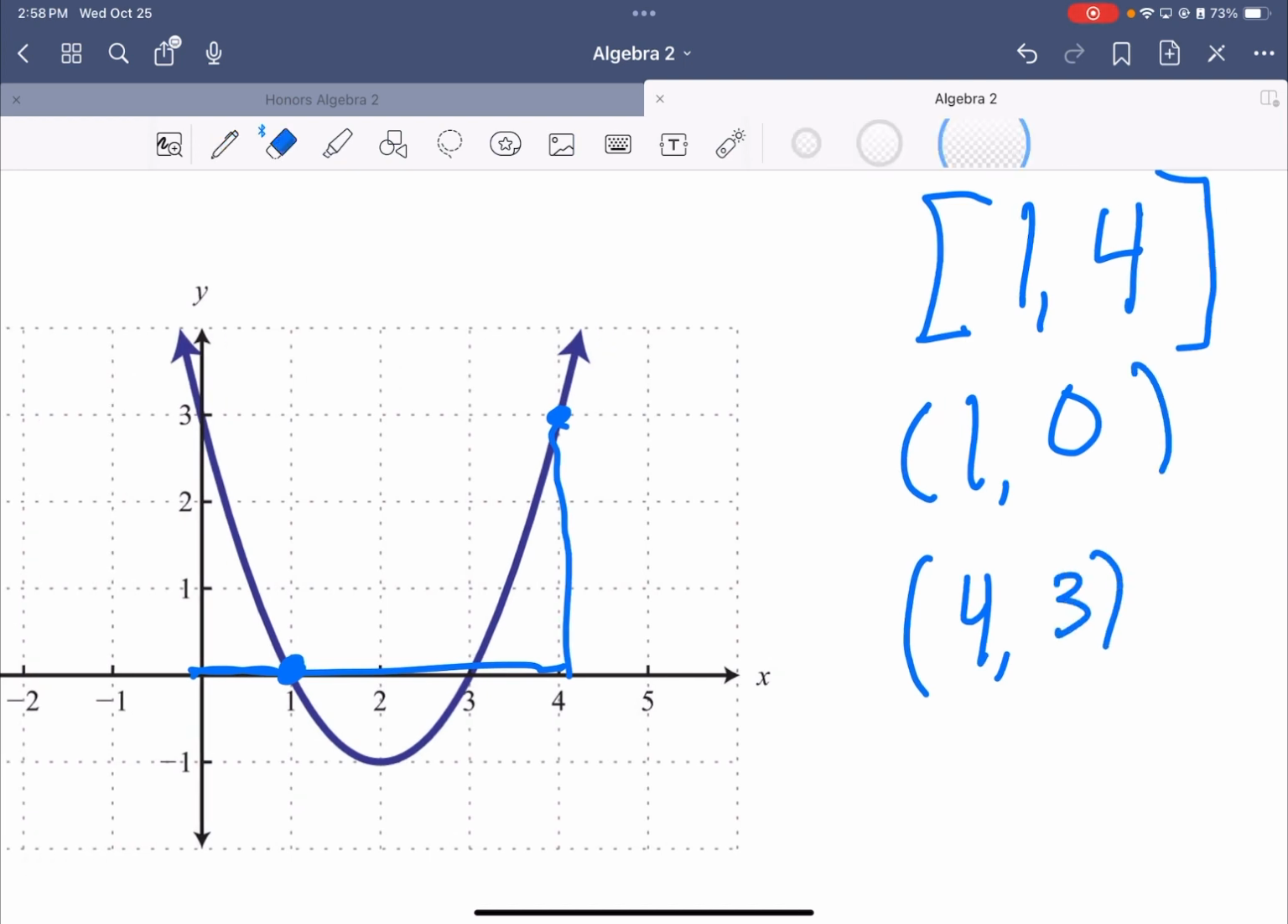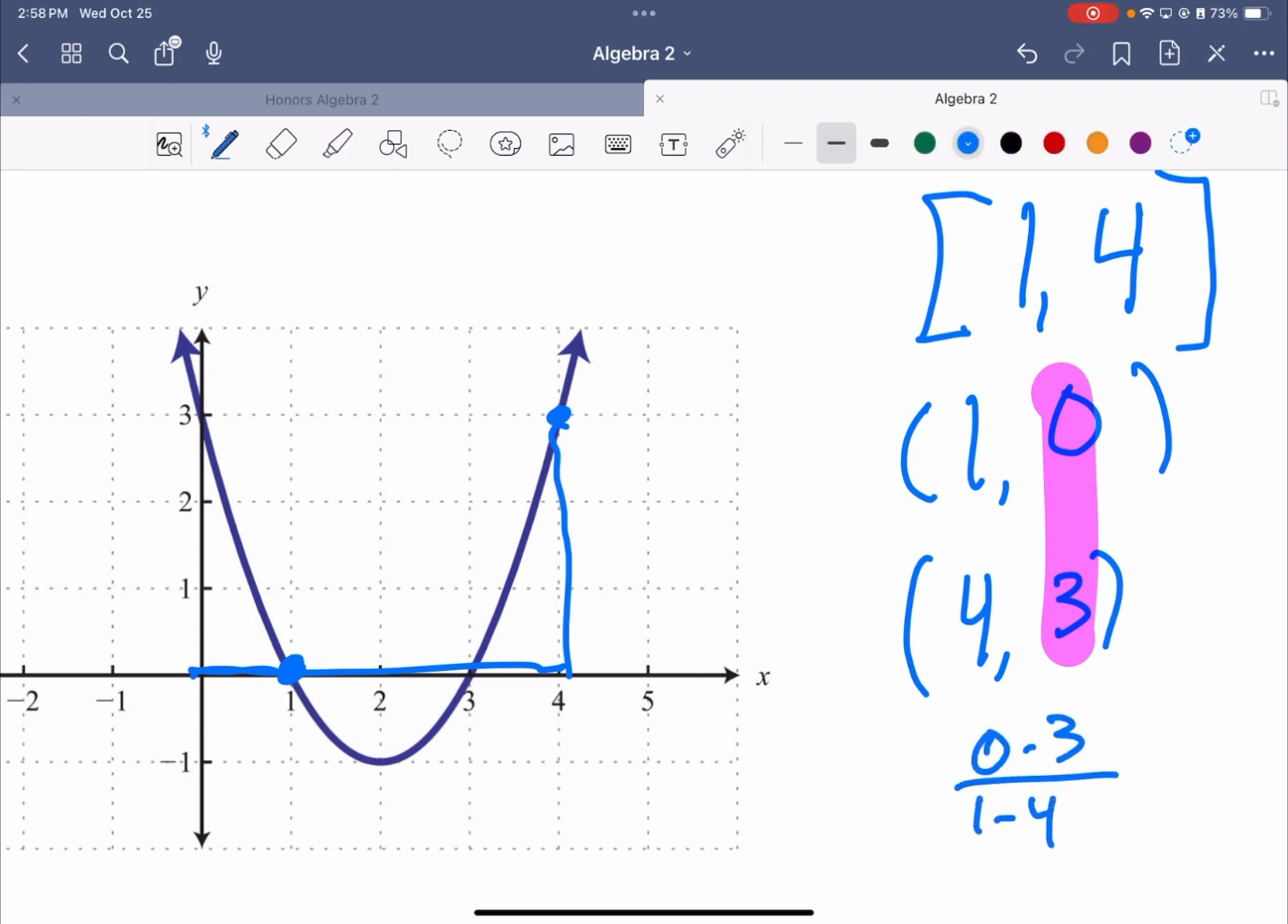So if my x value is 1, what's my y value? 0. If my x value is 4, my y value is 3. So we go with the y's. So 0 minus 3, and then 1 minus 4. So that's negative 3 over negative 3. So 1. Again, we're essentially looking for the slope of that line right there.